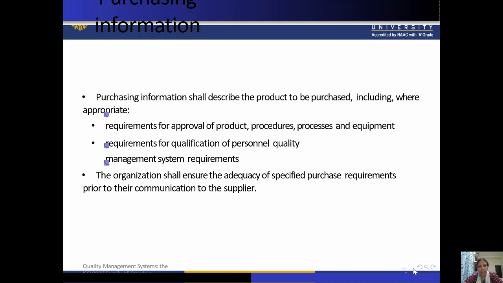Now, next is the purchasing information. So, purchasing information shall describe the product to be purchased, including, where appropriate, requirements for the approval of products, processes, and equipment. Other than that, the purchasing information also includes the requirements for the qualification of personnel and quality management system requirements. The organization shall ensure the adequacy of specified purchase requirements prior to their communication to the supplier.